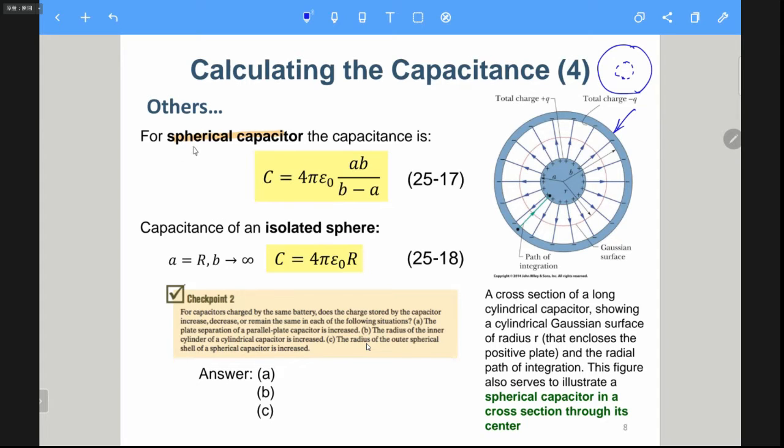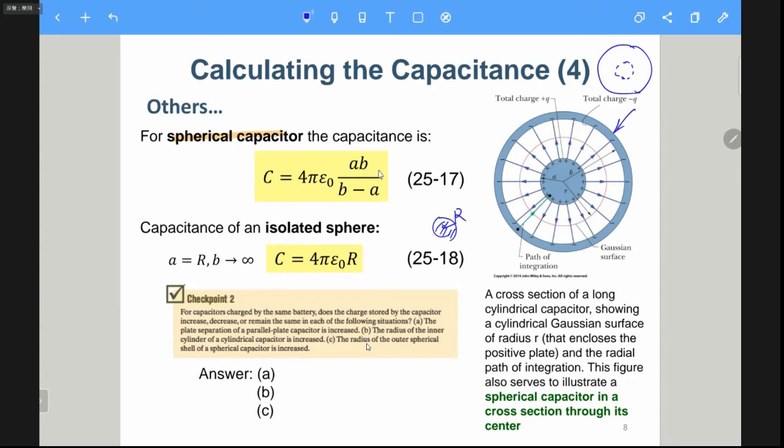So this is the expression for the spherical capacitor, and here we have a so-called isolated sphere, which means if we take B tends to infinity, which means the outer plate doesn't exist, then A is the R. So we only have a single sphere with the radius R. Then the capacitance is like this one.